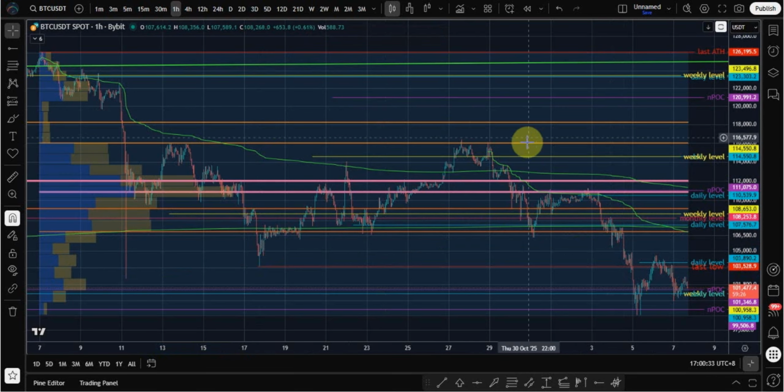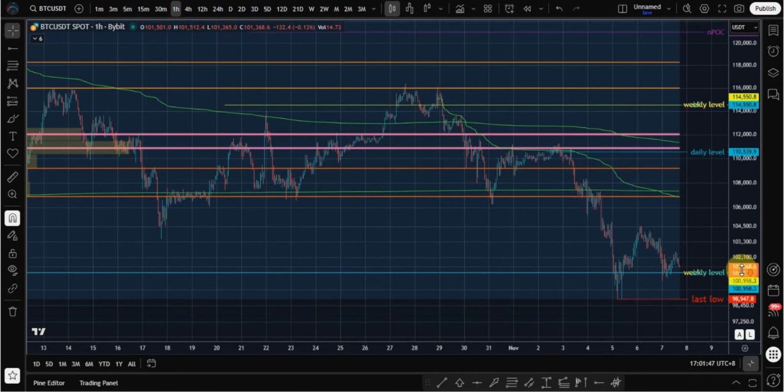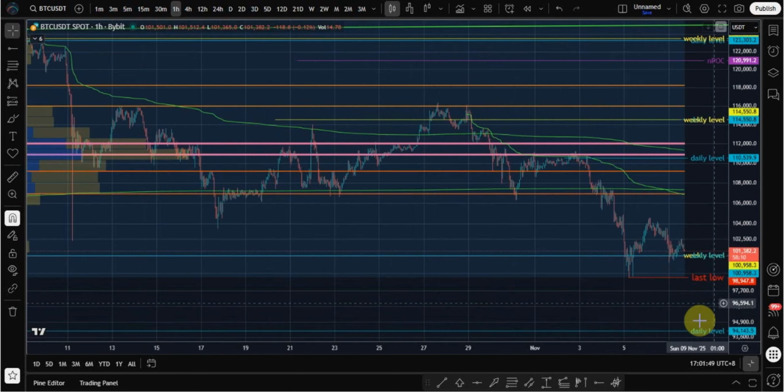I will now remove some of the taken levels. I will move the last low level. So now we watch to see if Bitcoin can hold these reclaimed taken levels shown. If not, a drop to last low or even lower to the daily level below could happen. To see price go bullish, it must reclaim the VWAP lines above.